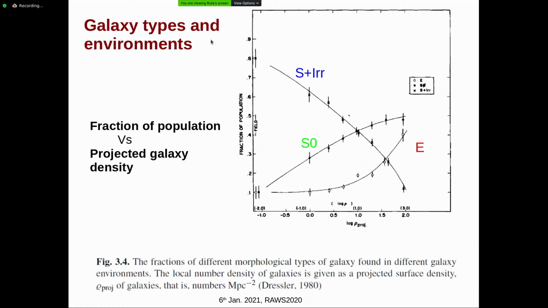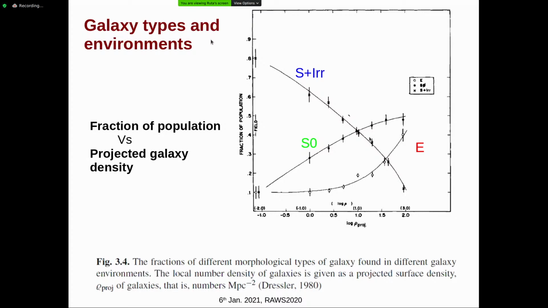One interesting thing which was studied regarding galaxies and their environments is this famous plot by Dressler. There are many revised versions of this from more recent studies, but this picture essentially remains true. What is plotted on the y-axis is the fraction of galaxy populations. On the x-axis is the projected density.